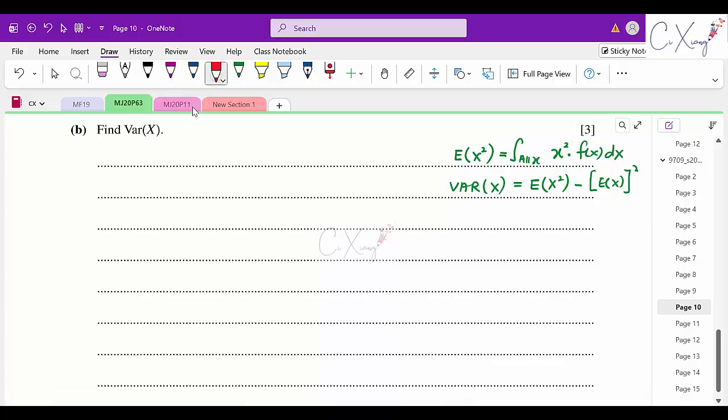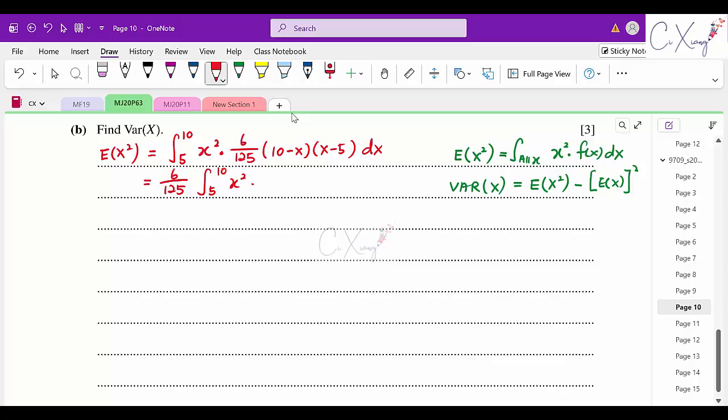Okay, so let us start. Find out the expected value for x squared. The value of x is defined from 5 to 10. So my lower limit is 5, upper limit is 10. Multiply the x squared with the function. So the function is this. Okay, again, personally I prefer to take out all the constants first before I start the integration.